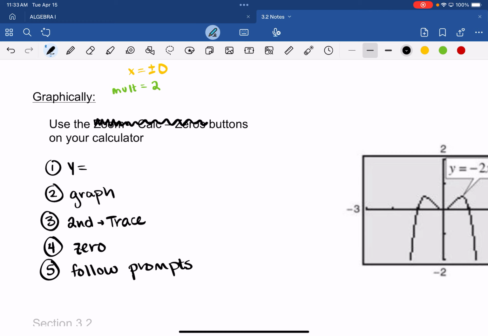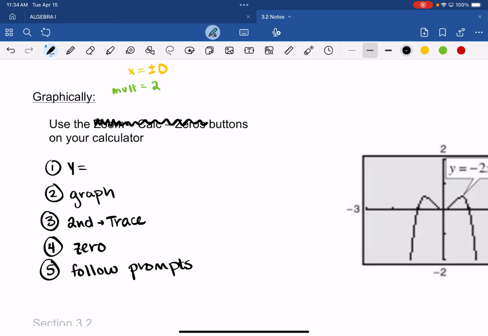Now, step 5 is weird. I said follow prompts. If you look on your calculator, does it say the top or bottom? Oh, the bottom. See how it says left bound? What that means is, when I look at my graph here, I can tell there's going to be a point right there. I don't know what it is yet, but I can tell there's a point there. When my calculator says left bound, you've got a little X cursor. You can go anywhere to the left of that point. So you'll use your keys, hit enter. And then it'll say right bound. You're going to pick anywhere over here, hit enter.